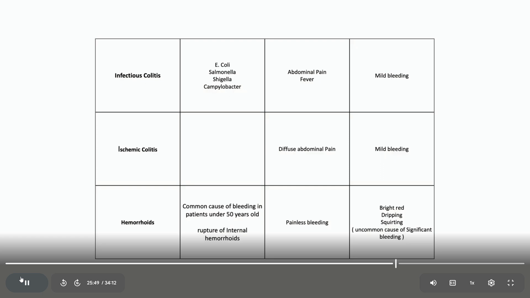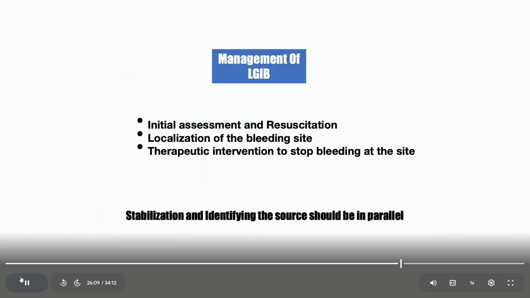Bleeding internal hemorrhoids is often the most common cause of bleeding among patients less than 50 years old. Patients manifest with painless bleeding characterized as bright red, dripping, or sometimes squirting during defecation. The basic tenets in the management of LGIB are: number 1, clinical assessment and resuscitation; number 2, localization of the bleeding site; and number 3, therapeutic intervention to stop the bleed.